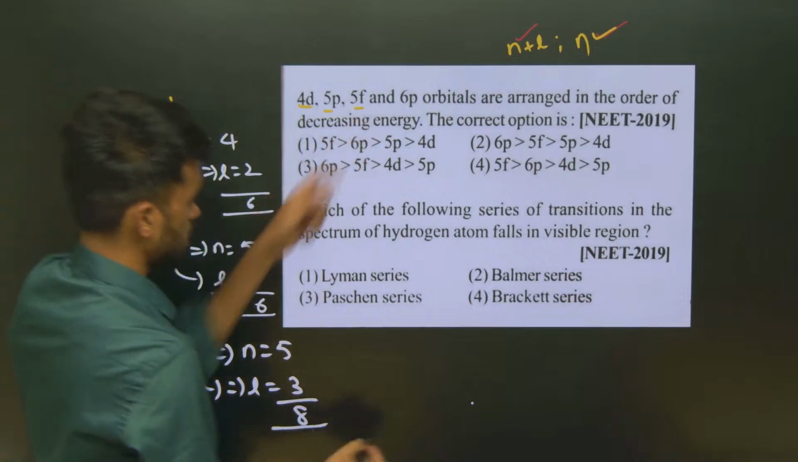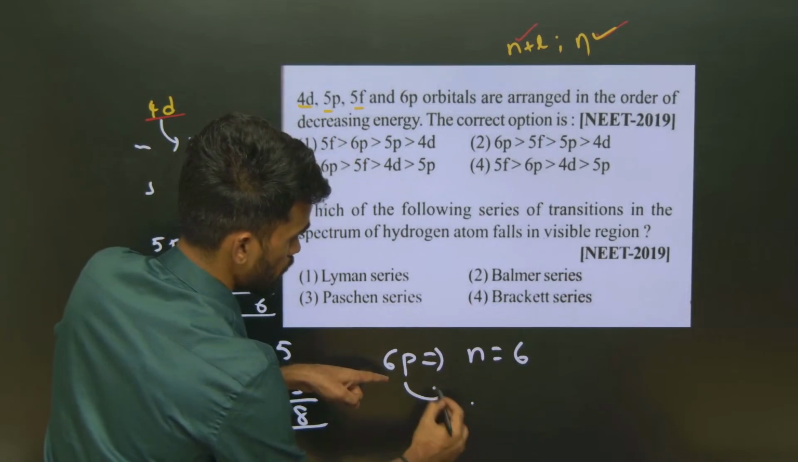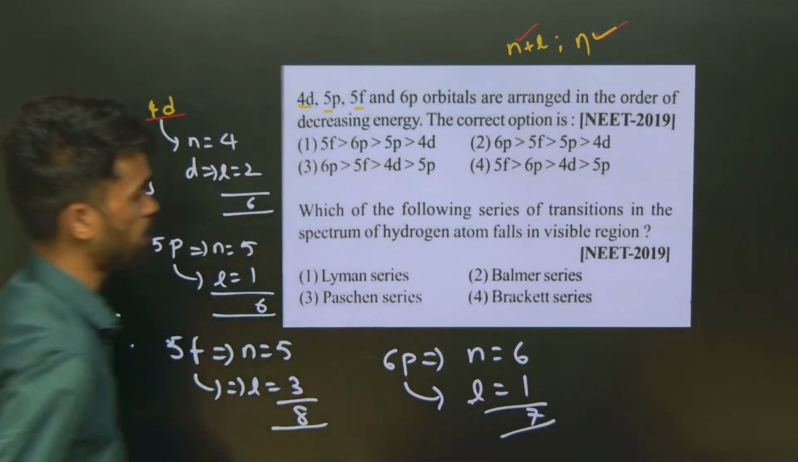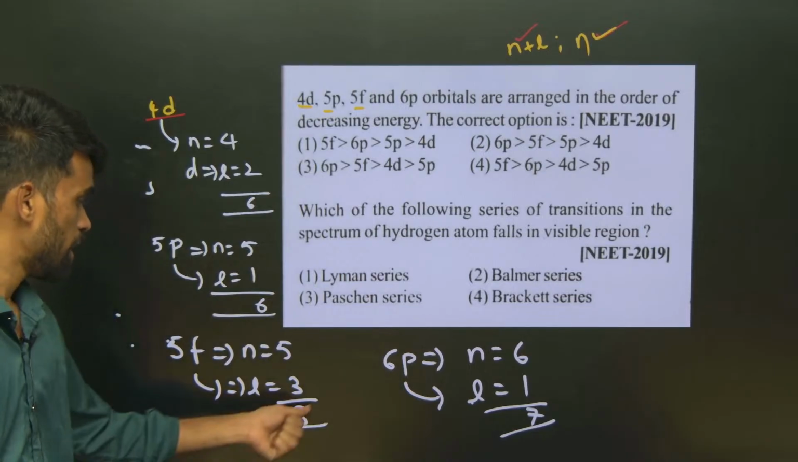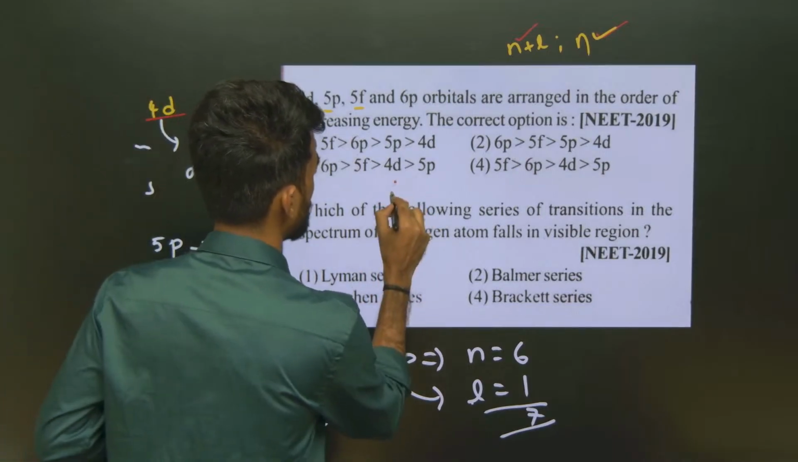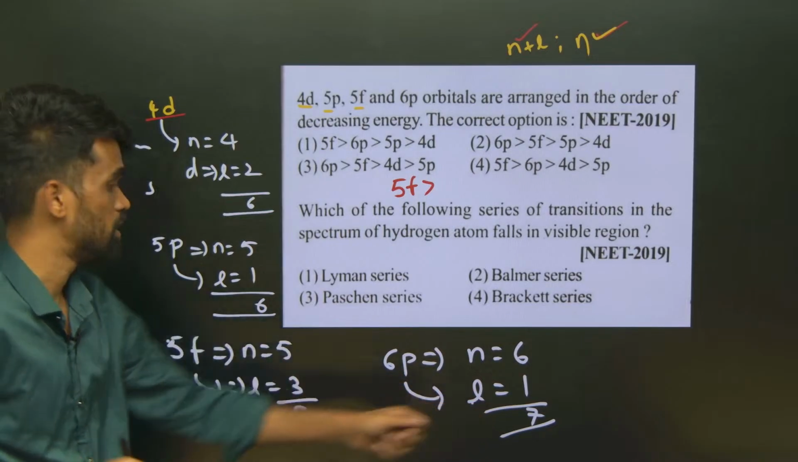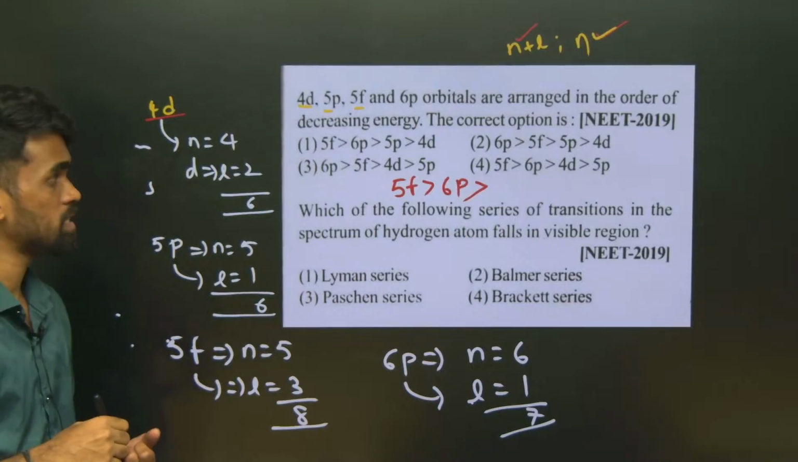Okay, and the next 6P we have now. N value is 6 given. For P, L is 1. So total sum will be 7. So based on this, tell me which is maximum number here. Maximum is 8 for 5F. Okay, so 5F will be having maximum energy, and the next 7 here. So 6P.